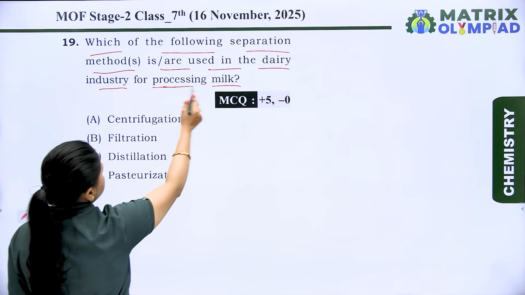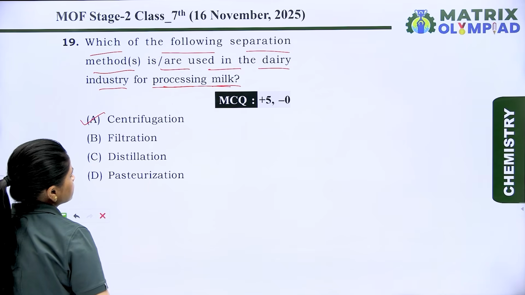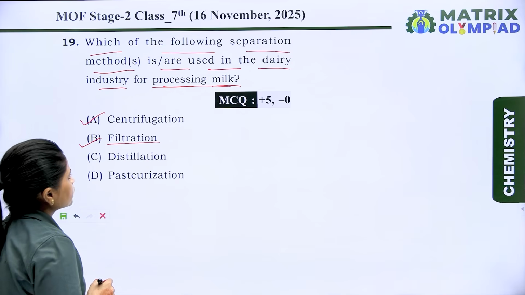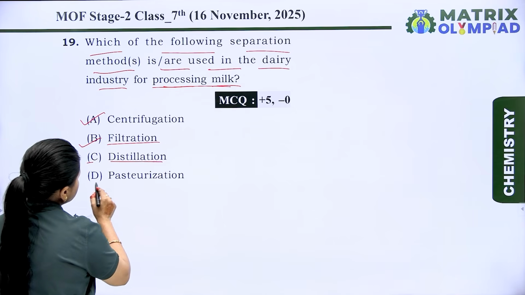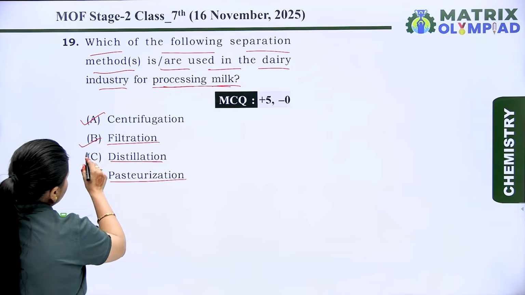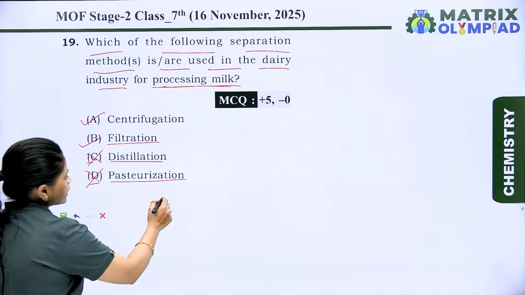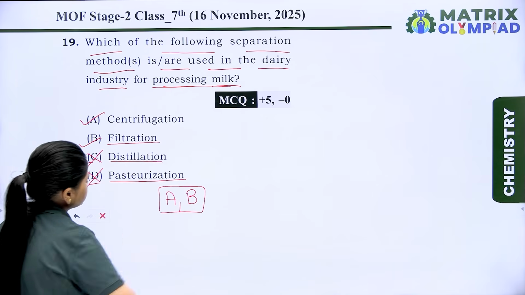And for processing milk, centrifugation can be taken as the correct separation method. B. Filtration is also taken, but C. Distillation and D. Pasteurization are not taken as separation methods. So two options are correct, A and B.